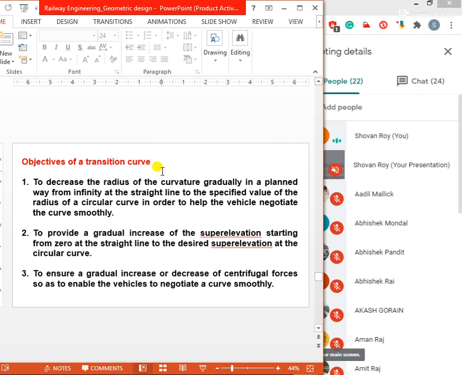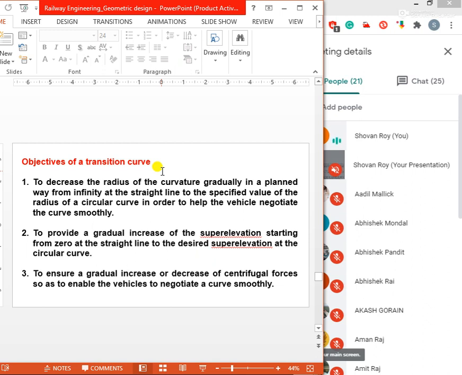What are these objectives? First, to decrease the radius of curvature gradually in a planned way from infinity at the straight line to the specified value of the radius of the circular curve, in order to help the vehicle negotiate the curve smoothly. Second, to provide a gradual increase of the super elevation starting from 0 at the straight line to the desired super elevation at the circular curve.